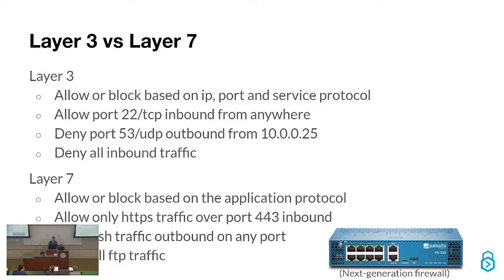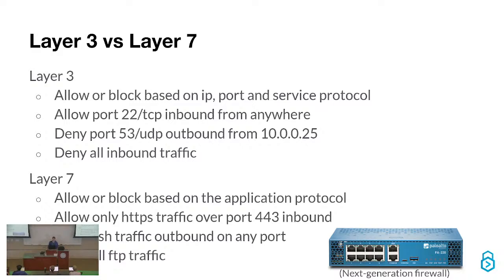Speaking of inspecting packets, layer 3 versus layer 7. Layer 3 firewalls are ones that check IP address, port, protocol. That's about as in-depth as they get. Maybe a little bit more, but probably not. So that's allow port 22 TCP, that's SSH, or deny port 53 UDP, something like that. So it allows one port, or maybe it allows a destination or source IP address. Pretty rudimentary, but a very good first step in firewalls. If you don't have a firewall and then you have a layer 3 firewall, that's much better than not having a firewall.